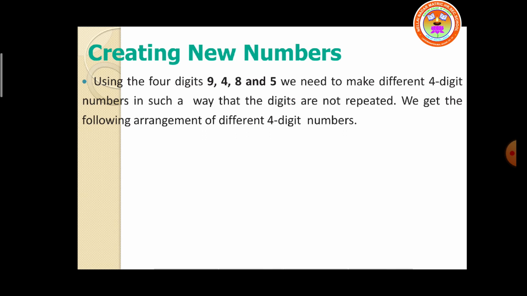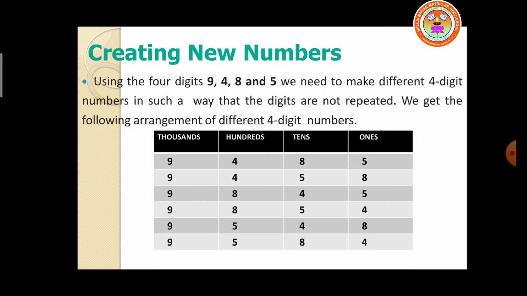See, I have framed one table. I have written it according to place values. So, it's a 4-digit number, and I have written ones, tens, hundreds and thousands. First, I have arranged the number. 9 belongs to thousands and 4 belongs to hundreds. 8 belongs to tens and 5 belongs to ones.